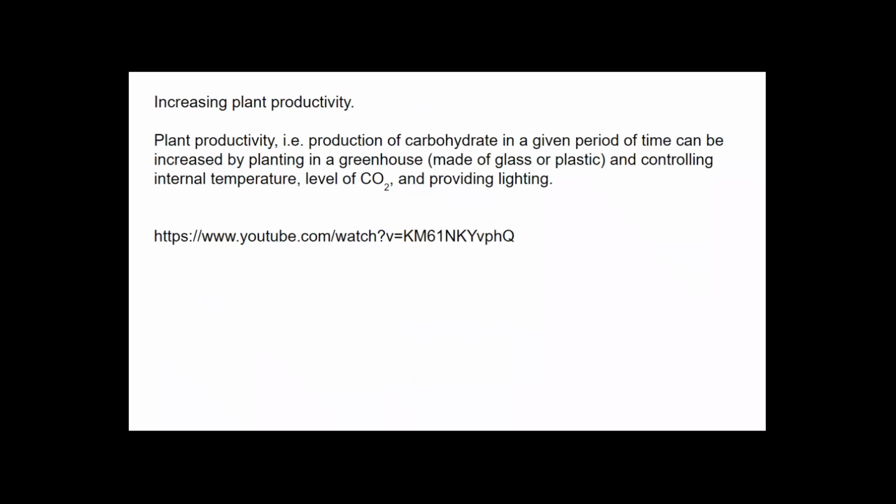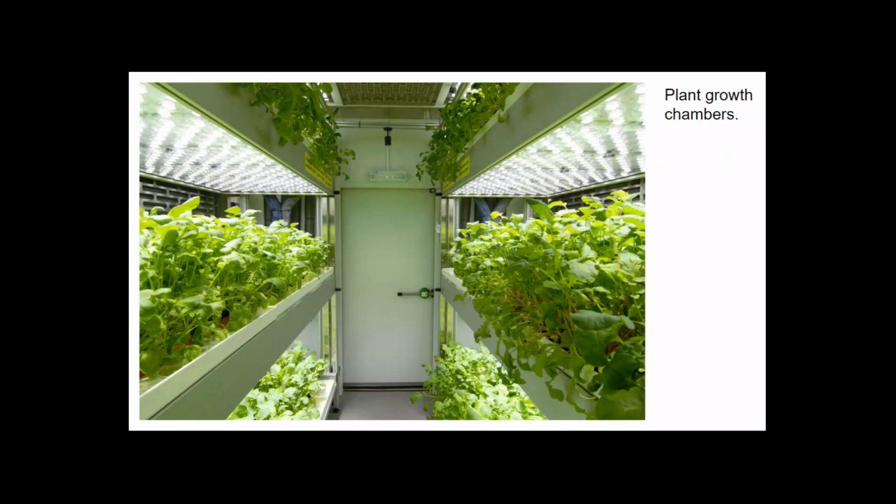So how can we increase plant productivity? That is, the amount of carbohydrate in a given period of time can be increased by planting in a greenhouse made of glass or plastic and controlling internal temperature, level of carbon dioxide, and providing lighting. So you can control light intensity and so on using a greenhouse, and therefore you can get more crops being produced.